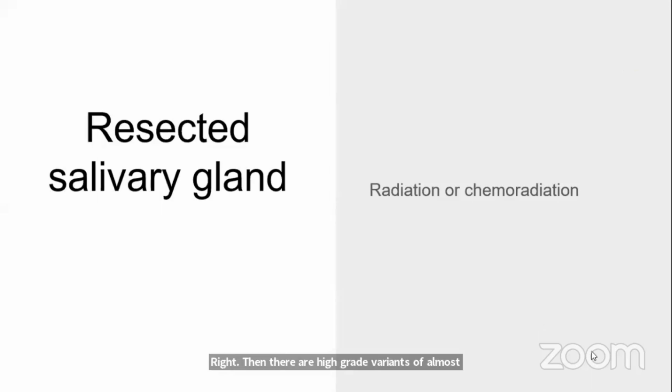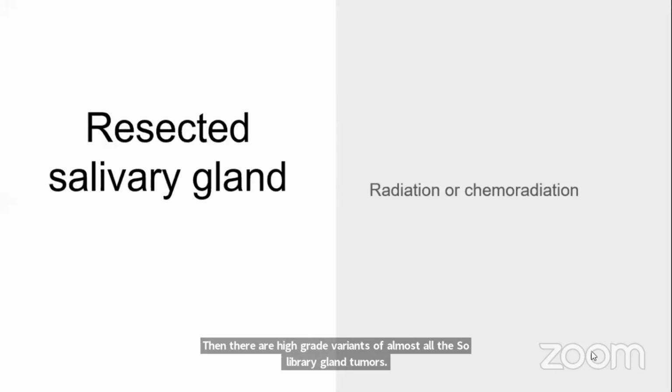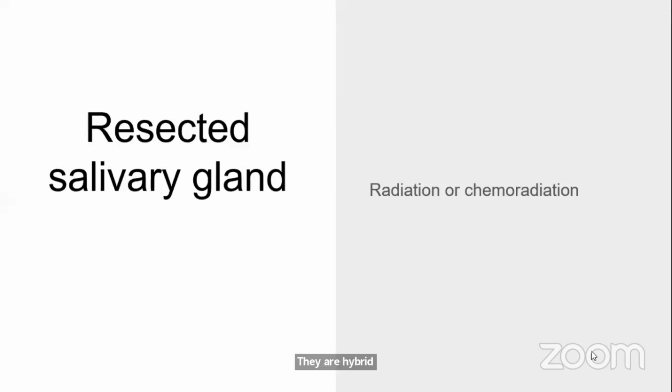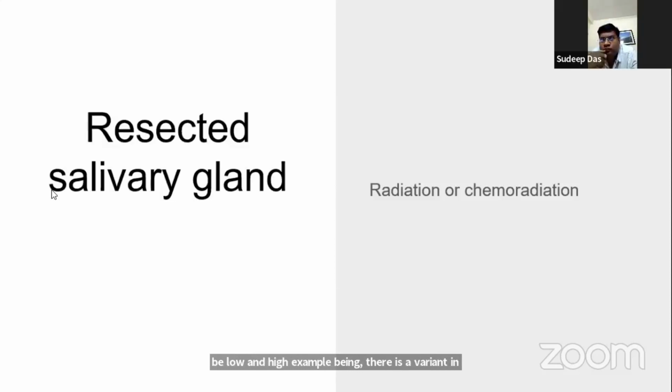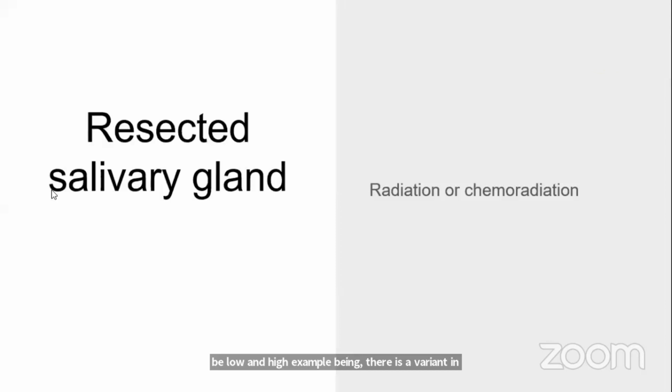They are high grade, or high grade transformation. For example, some tumors have categories in which they can be low and high. Example being mucoepidermoid. There is a variant in which mucoepidermoid is high grade. And otherwise, adenoid cystic can have high grade areas in the form of solid areas. Right now, we do not do any grading for adenoid cystic.